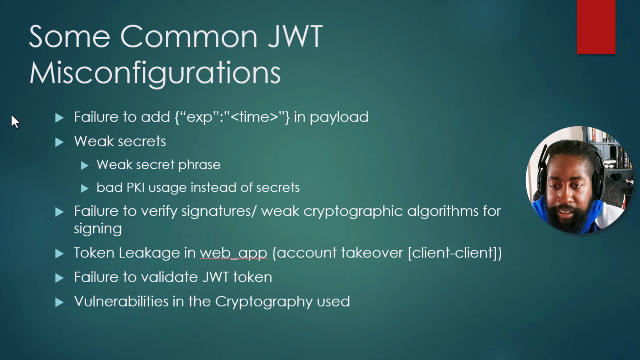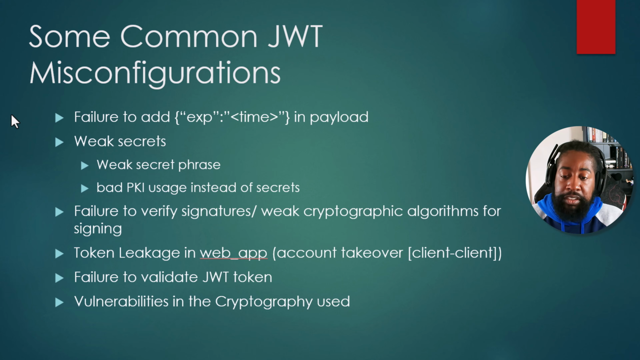Okay, let's move on. Another common JWT misconfiguration is failure to verify signatures and weak cryptographic algorithms for signing. So failure to verify signatures, self-explanatory. In the demo I showed what happens if you do not verify a signature. That means anyone can do anything in any context without having the server verify that the JWT token is a valid token, at least for the session duration and at the time of generation that the server had generated it for.